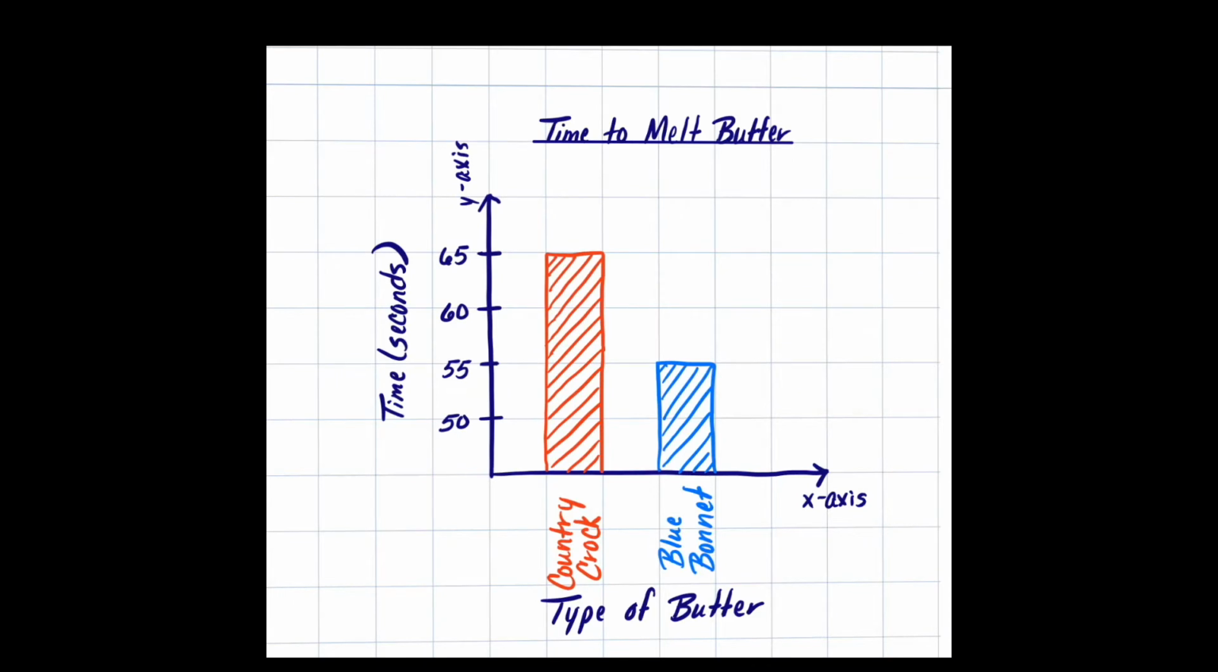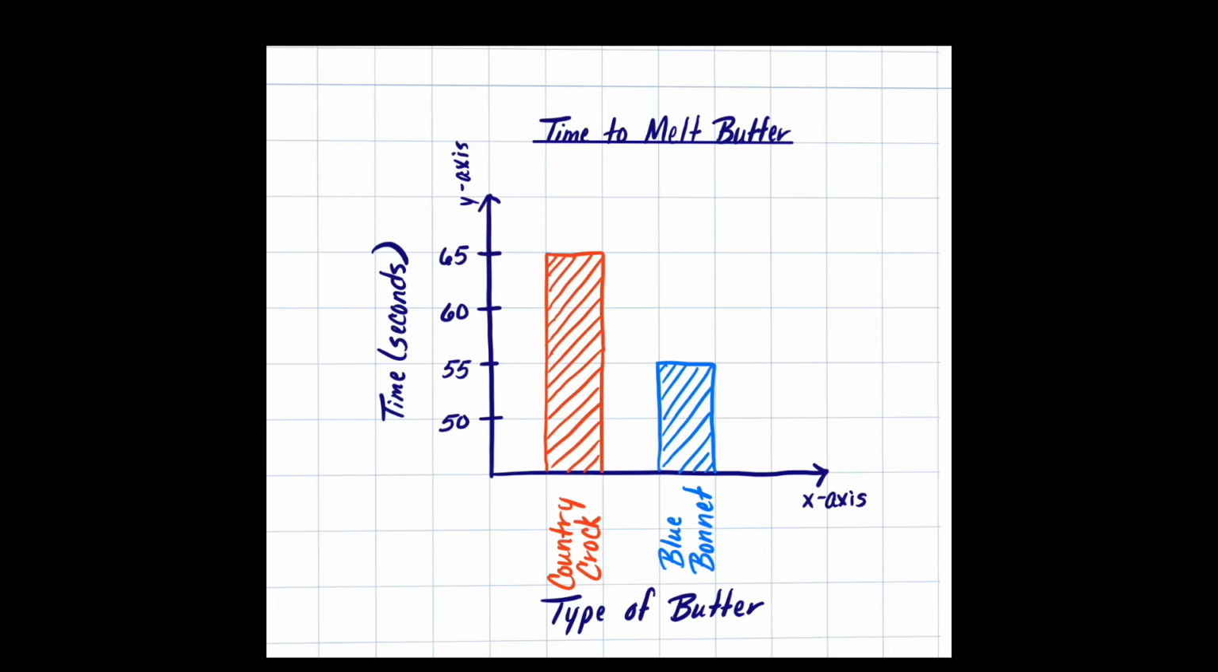Once you have recorded your data, then it is time to analyze your data. So, in this case, I made a bar graph. A bar graph is used to compare. As I mentioned earlier, the independent variable will be on the x-axis. In our case, it is the type of butter. The dependent variable will be on the y-axis. In this case, it is the time it took to melt.